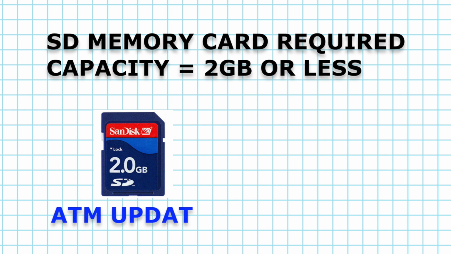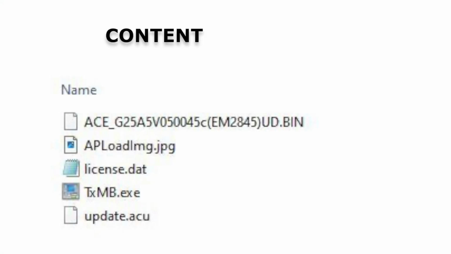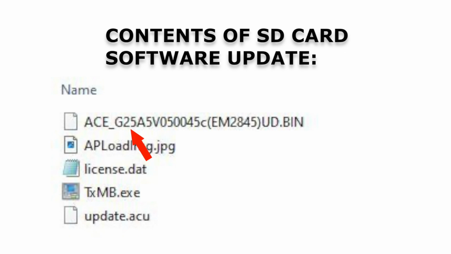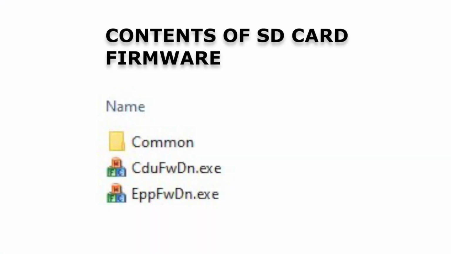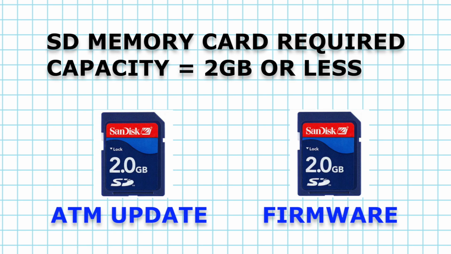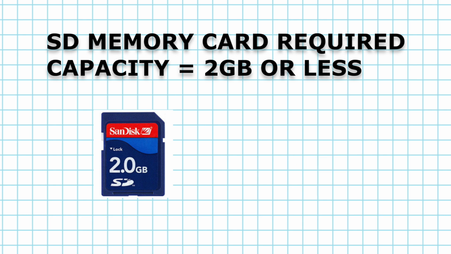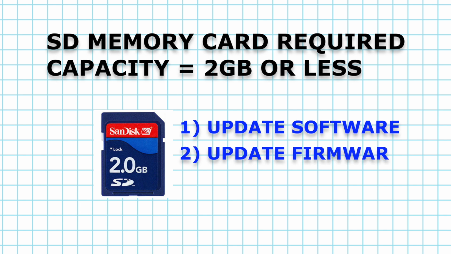One SD card should contain the software update for the specific model of ATM. The contents of the card should look like this. This example is for a G2500. The other SD card is a firmware update, and the content should look like this. If you're using 2 SD cards, label them so you'll know which one is which. If you only have one SD card, you'll do the software update first, and then you can switch the files on the card for the firmware update.